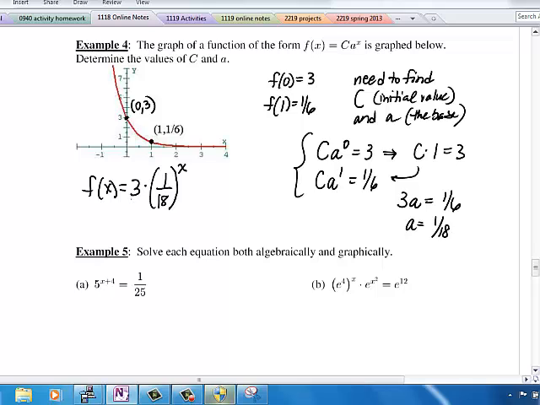So f would be 3 times 1/18 to the x. Notice that you don't want to multiply the 3 and the 1/18 together because that would be changing the base. The base needs to stay as 1/18, but 3 is just basically like a vertical stretch factor. It's all being multiplied by 3. You can do this, the process we just went through, as long as you have 2 points given on the exponential graph. You can set up a system of equations and solve that system for c and for a.